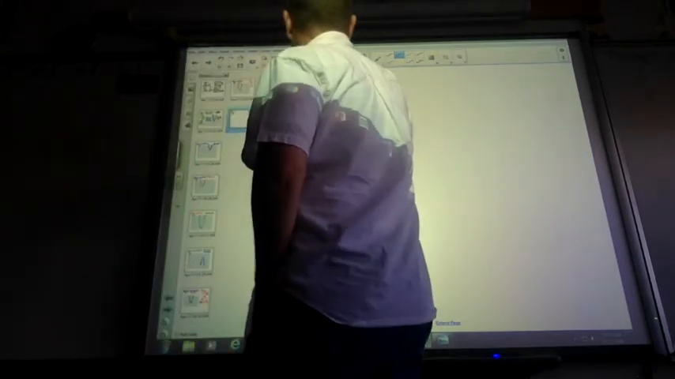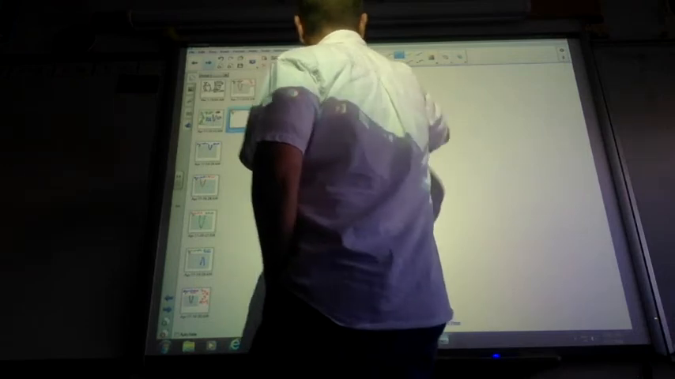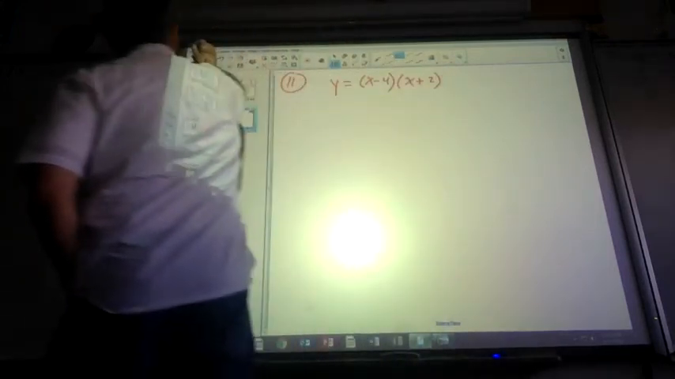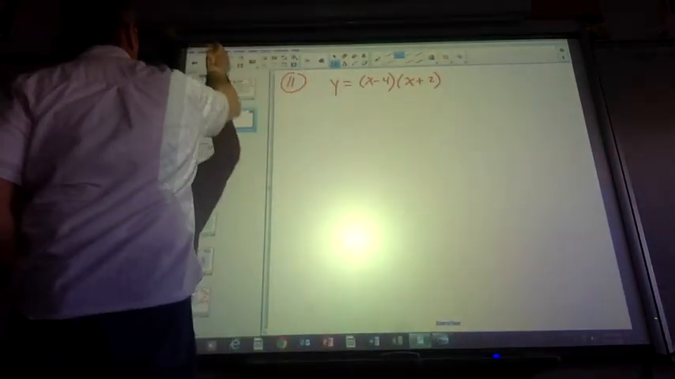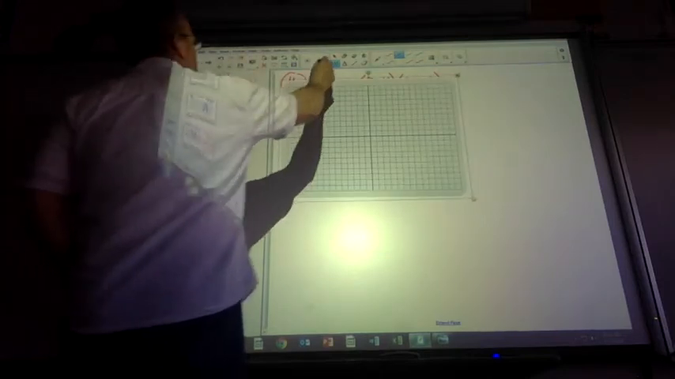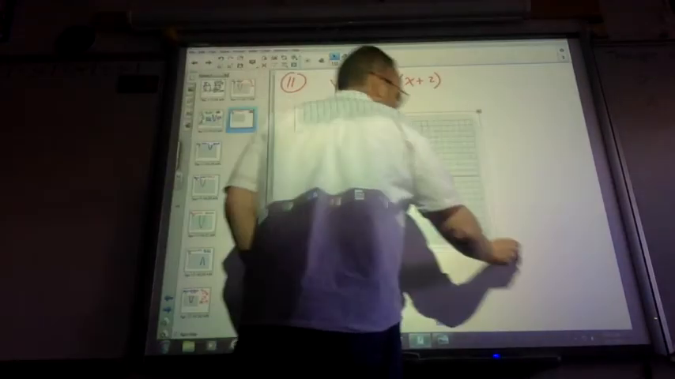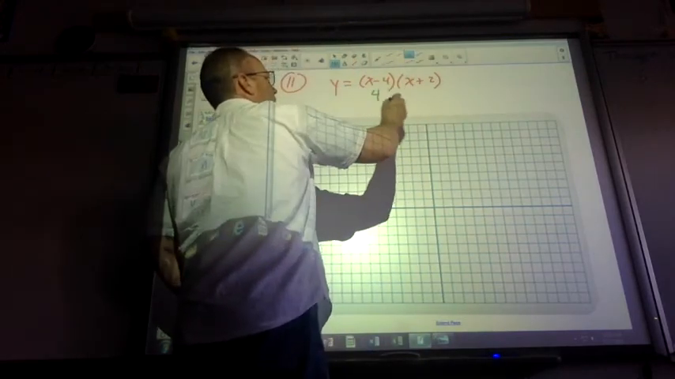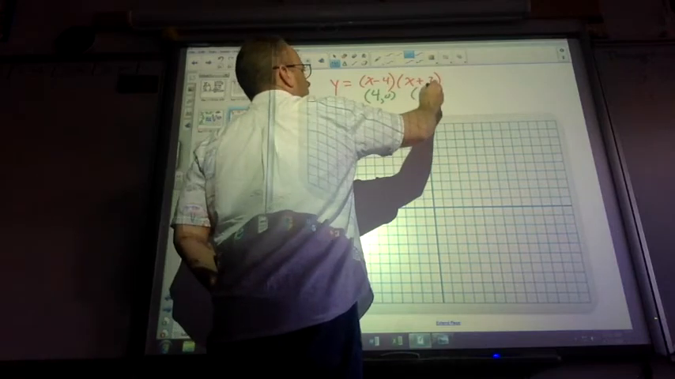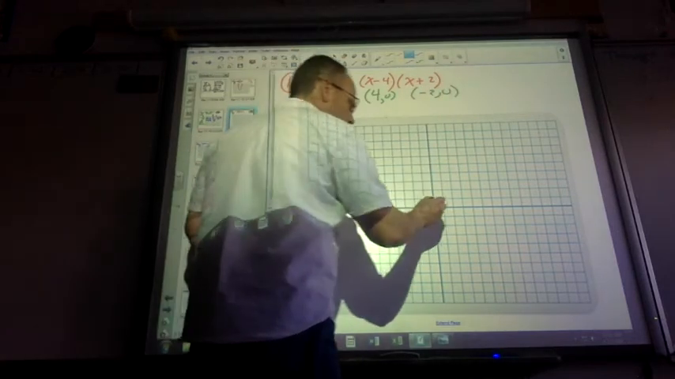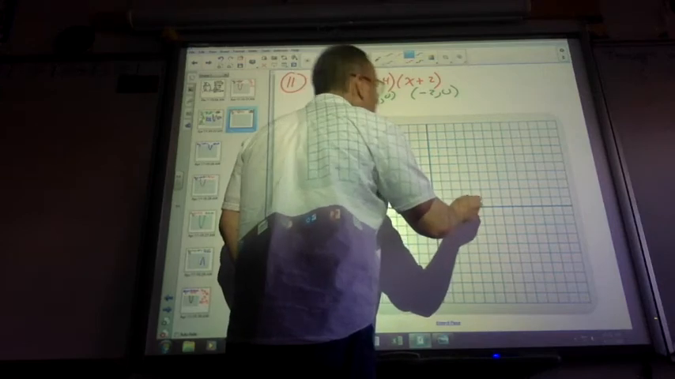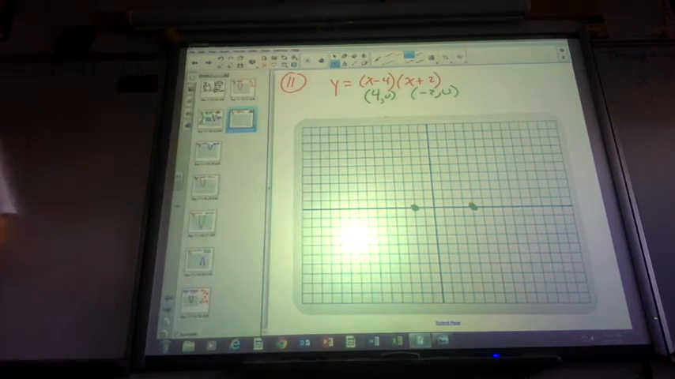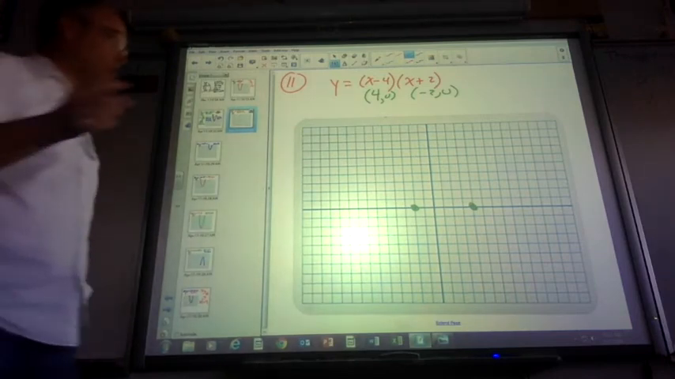Y equals x minus 4 and x plus 2. 4, 0. I agree. So this one, because it's factored, puts it in roots. So this gives me 4, which gives me 4, 0. This gives me negative 2, which is negative 2, 0. So 1, 2, 3, 4. Negative 2, negative 1, 2. What number is halfway in between negative 2 and 4? 1, which is the vertex.